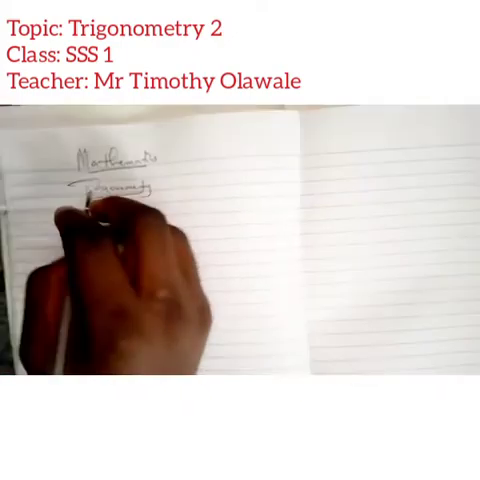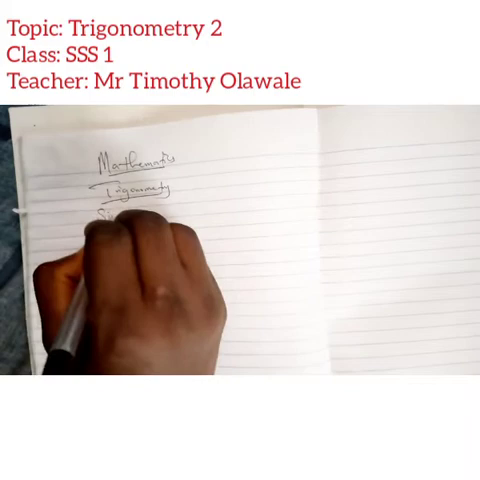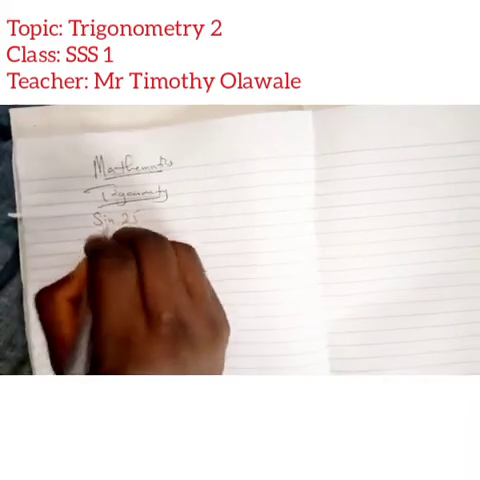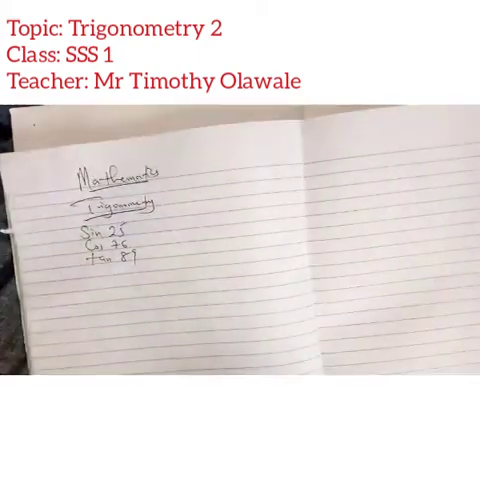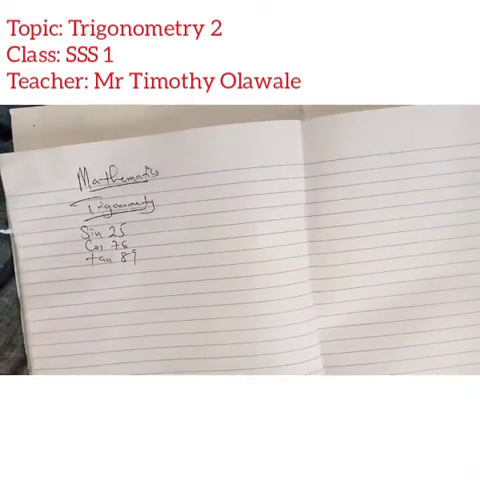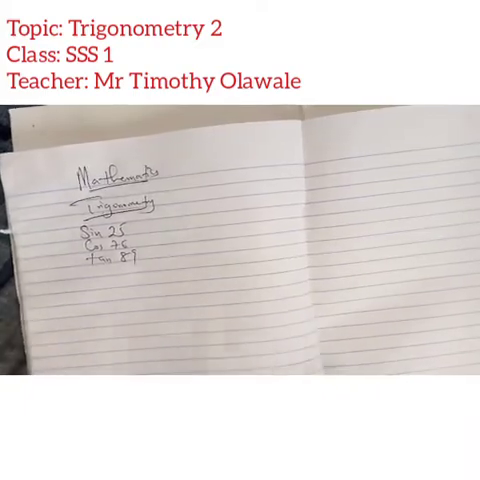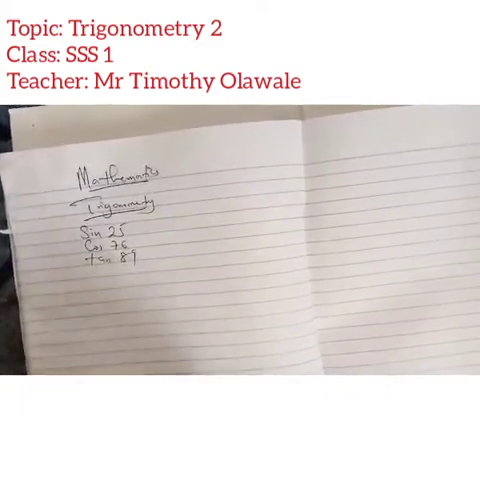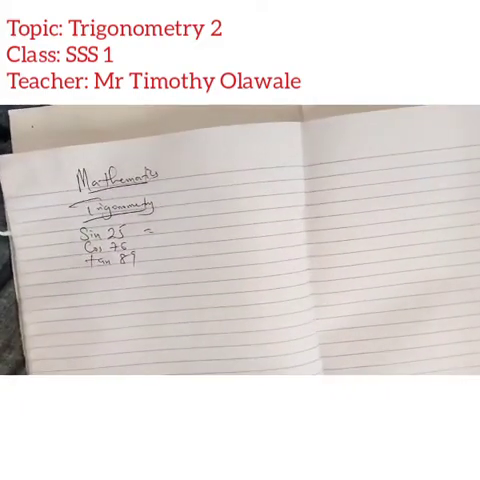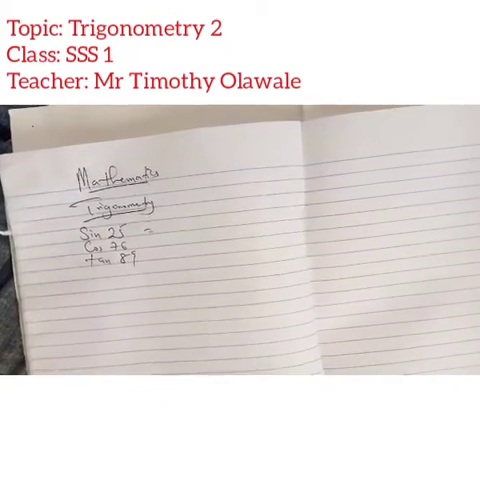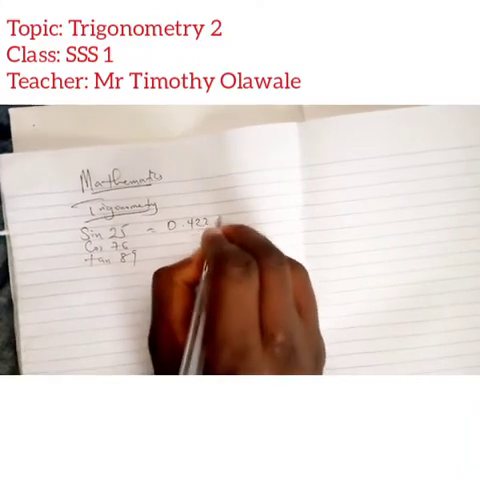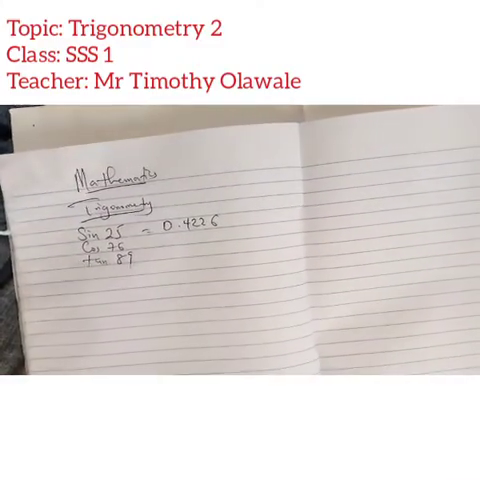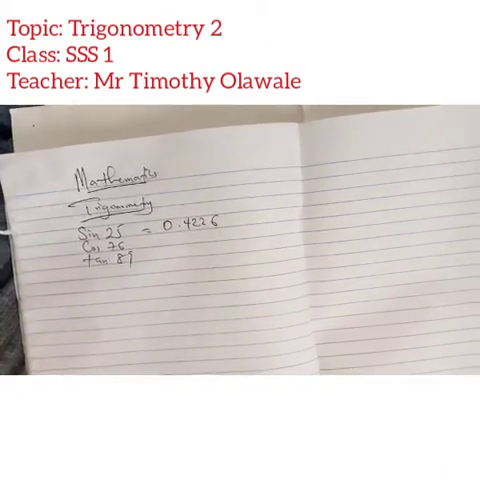All right, so today we have something like sine 25, cos 76, tan 89. We can always use our calculator, or we can always use the four-figure table to get it. So we have sine 25. Using the calculator, sine 25 is 0.4226. I'm putting it in four decimal places. That's the usual we do in mathematics.